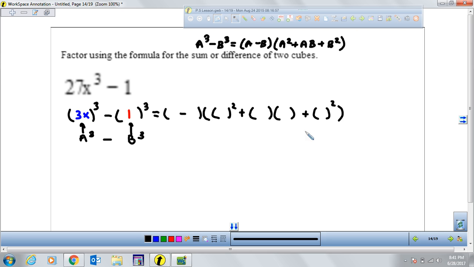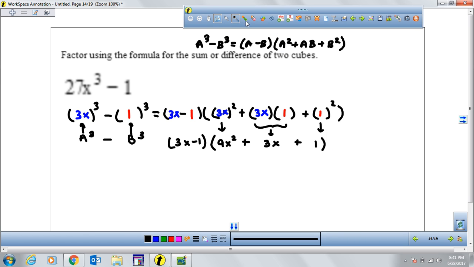I'm going to set it up. So a minus b would be 3x minus 1. Then the second parenthesis: a squared, meaning 3x squared, plus a, which is 3x, times b, which is 1, and then plus b squared, which is plus 1 squared. All we have to do is simplify that second parenthesis. 3x times 3x gives me 9x squared, plus 3x times 1 gives me 3x, plus 1 squared is 1, and these are my two factors for this expression.